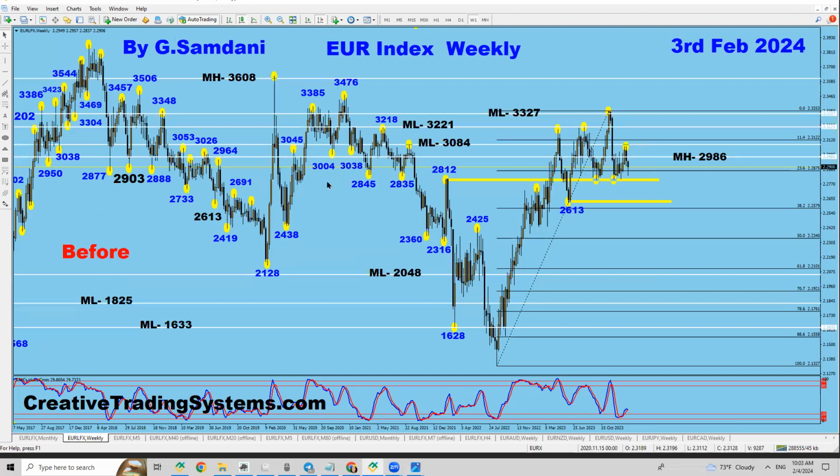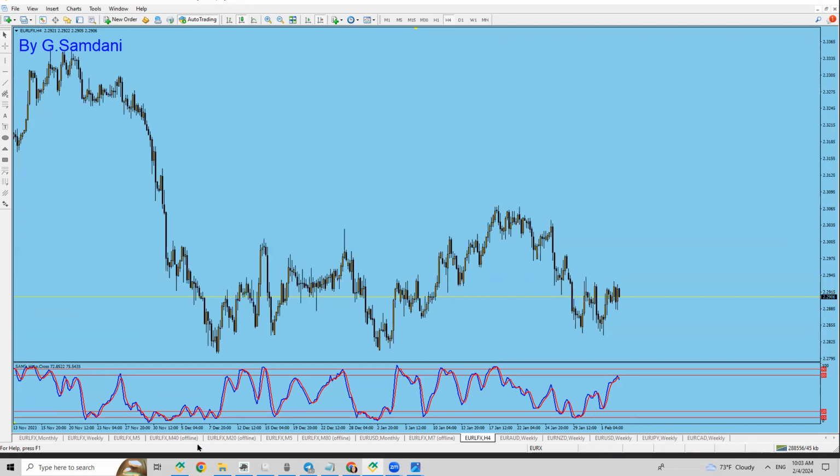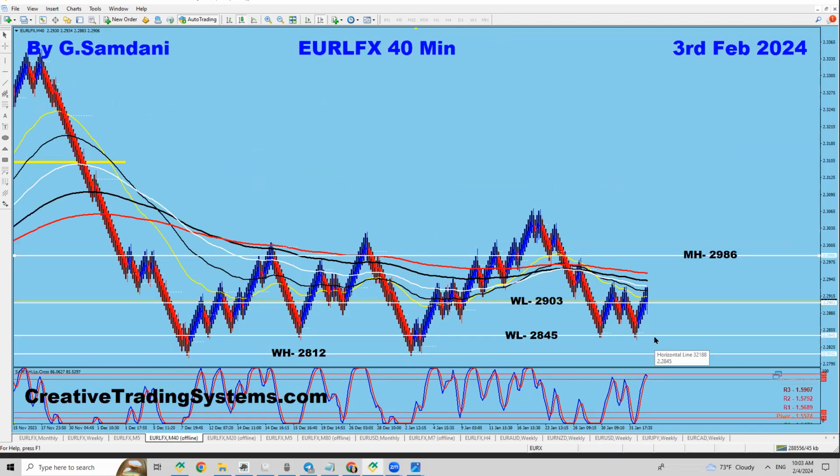So now a couple of numbers all around here: 2903, very close. The next upper level is 2986. Lower numbers are like 2812. So if you plot these numbers on a 40-minute chart or regular 4-hour chart for that matter, let's say the regular 4-hour chart is like this. My 40-minute chart is like this, almost the same thing, but I use Renko charts because of more clarity. So you look at it, it's just a sideways movement, right?